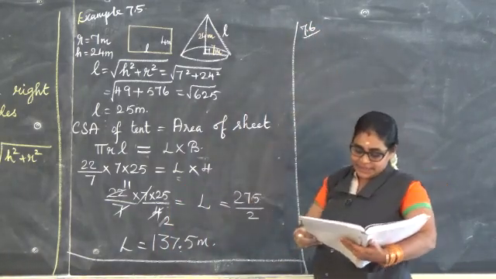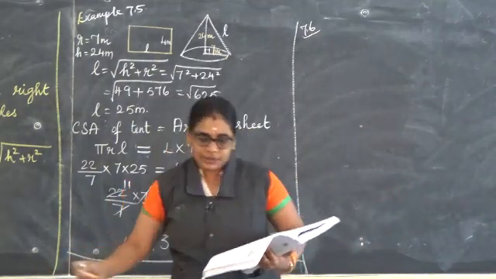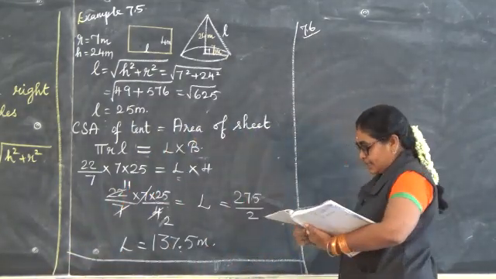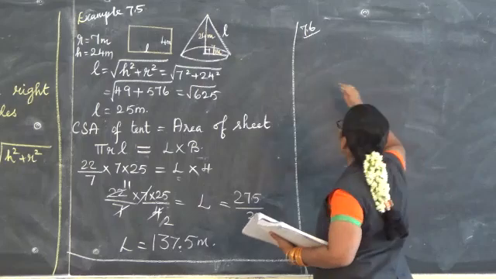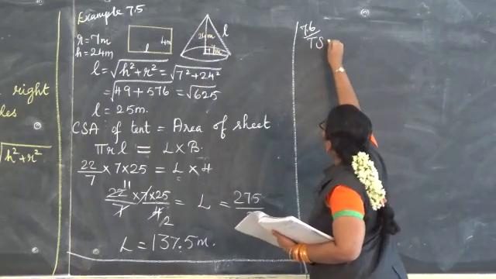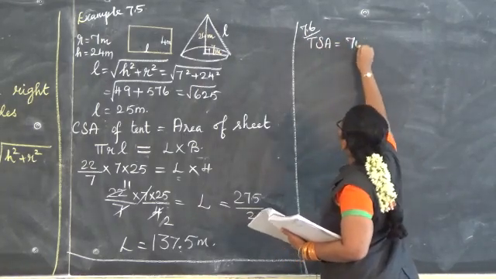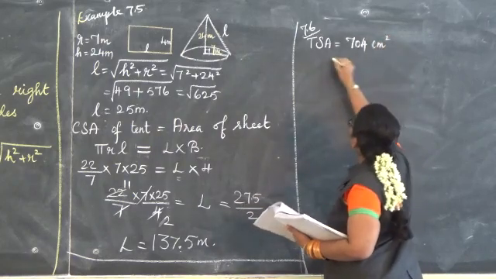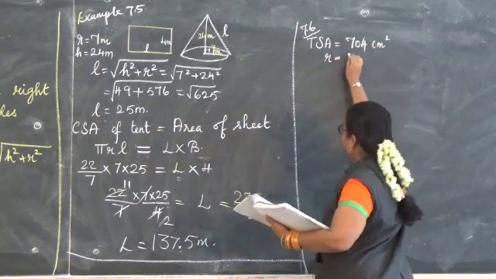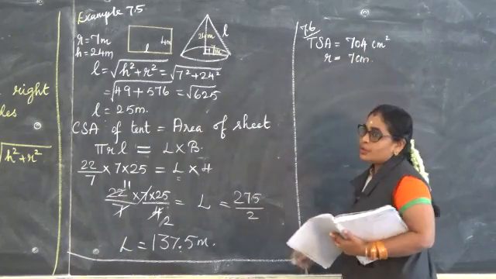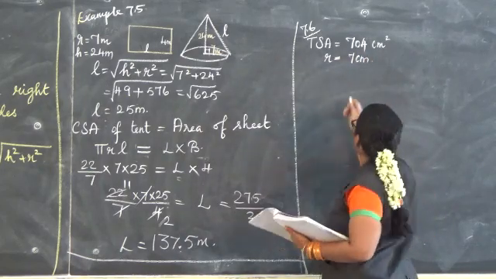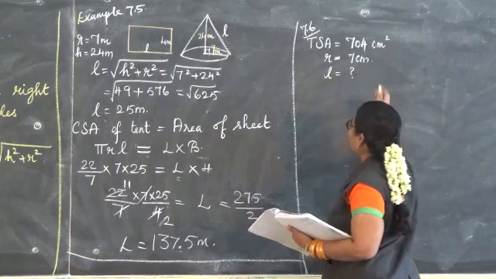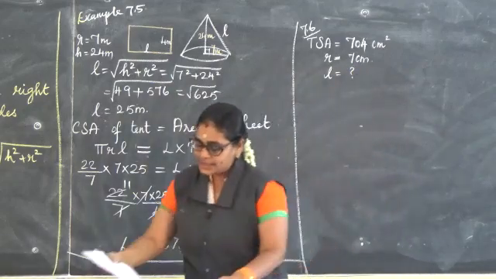What is the question given? The total surface area of the cone is 704 centimeter square, whose radius is 7 centimeter. What is to be found? You have to find the slant height. What is your slant height? How to find this?